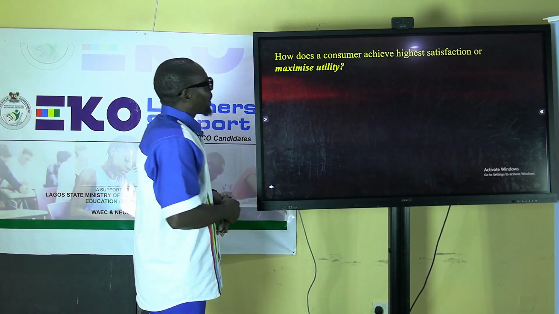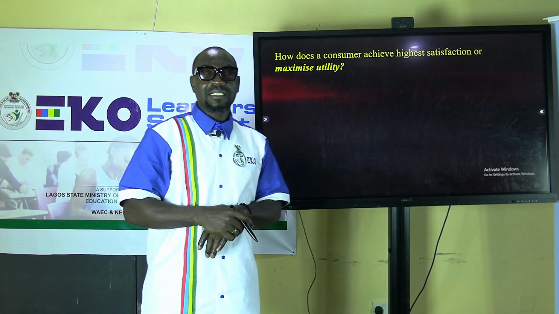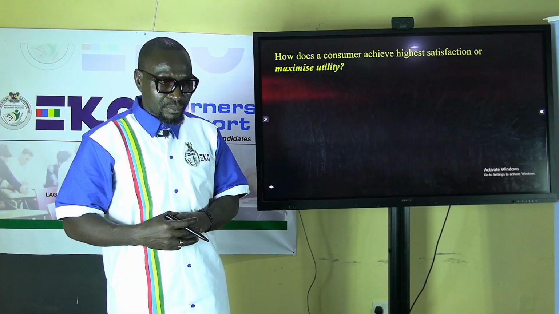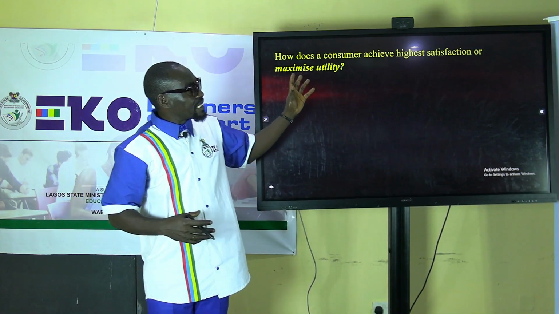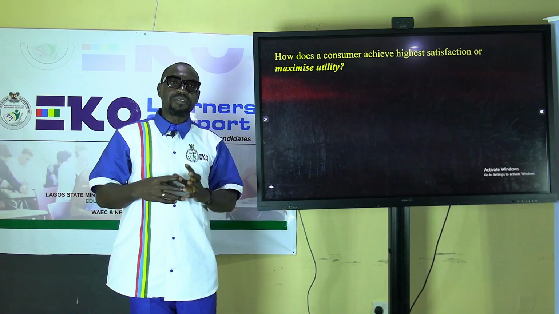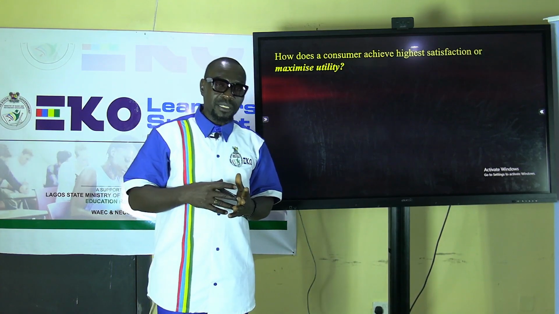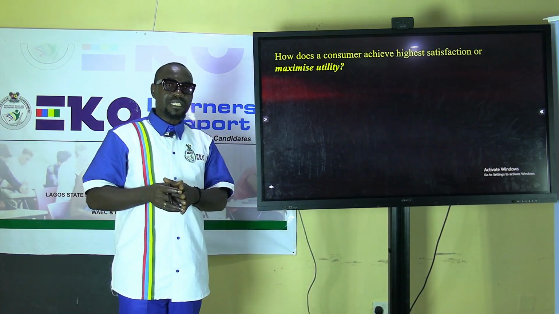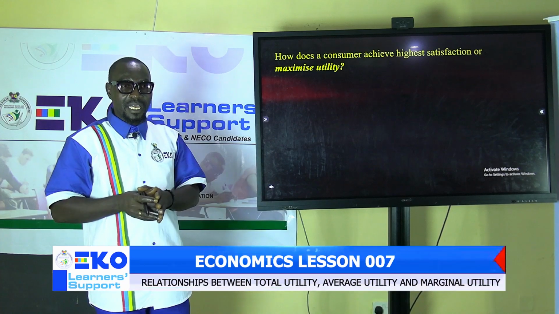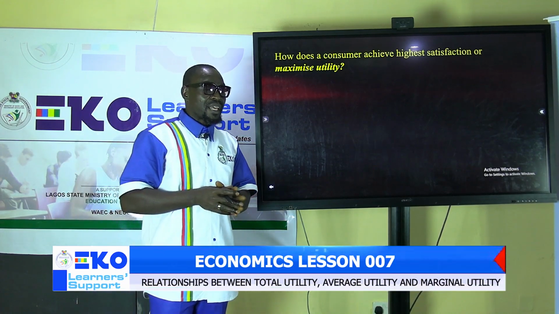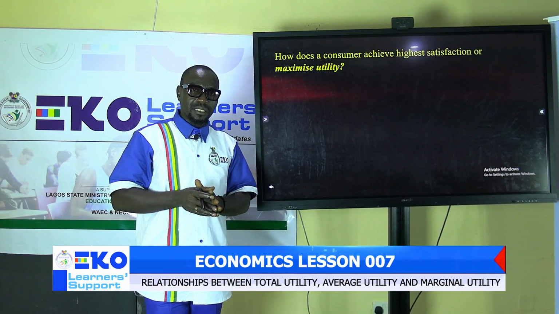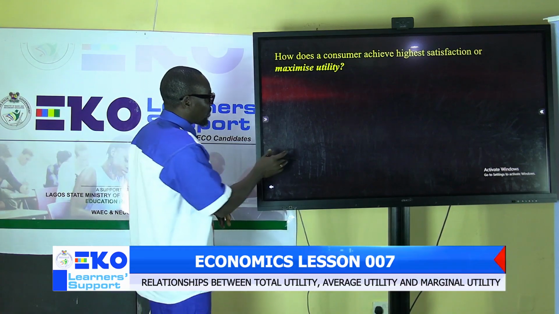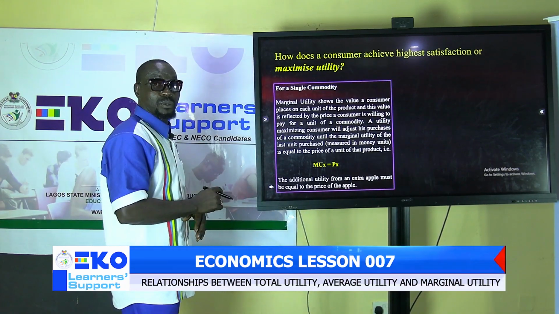Now, how does a consumer achieve highest satisfaction or utility maximization? Whether it's highest satisfaction or utility maximization, it can also be referred to as at what point does a consumer achieve equilibrium. So we are going to look at two cases, for a single commodity and then for two commodities. For ease of analysis, we use two commodities in economics to explain a hypothesis. But let's first look at the case of a single commodity.